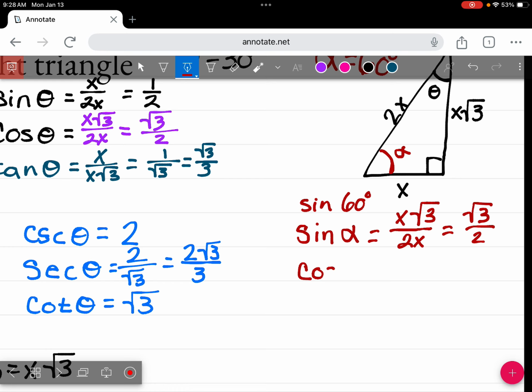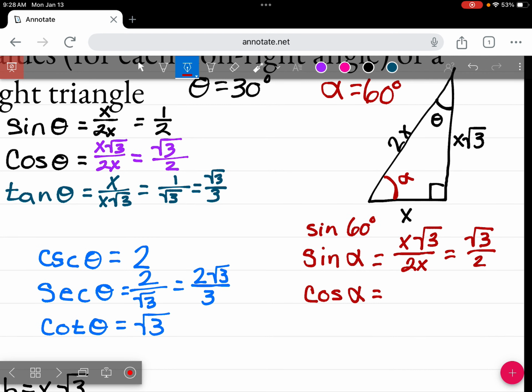Our cosine of that same angle, so I'm just calling it alpha. I made up the name. Is going to be what? What's our cosine? 1/2. Again, that's going to be our x over the 2x. That's our adjacent over our hypotenuse. And the x's cancel out, so we get our 1/2, or 1 over 2.